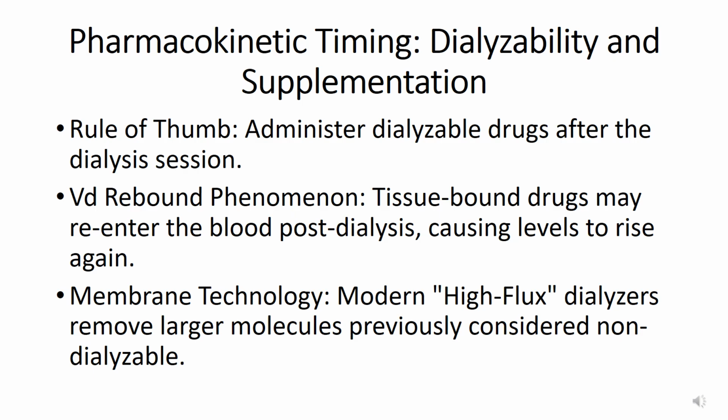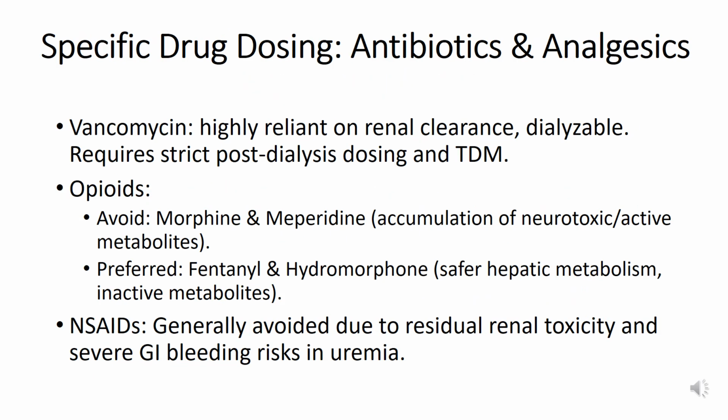In dialysis patients, when a drug is given can be just as important as how much is given. In patients with kidney failure, drug selection becomes just as important as drug dosing. Some medications behave very differently when renal function is reduced. Antibiotics and analgesics are two of the most critical drug groups in this setting. Let's start with antibiotics. Vancomycin is a key example.